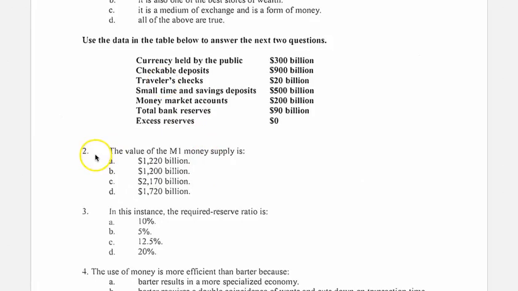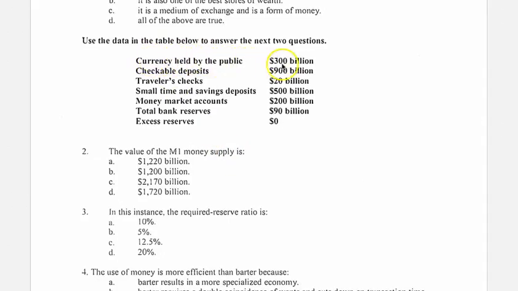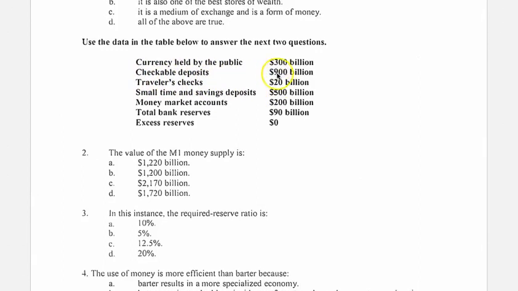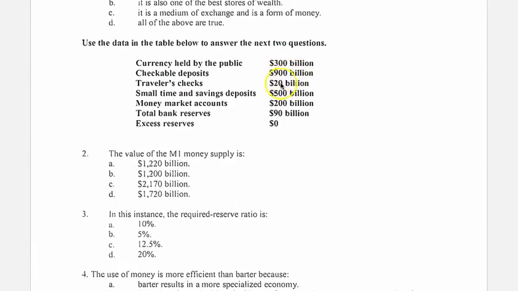this one. So for question number 2, the value of M1 money supply is, we know M1 equals currency in circulation, the $300 billion, plus all the checkable deposits, all the checking account balance, which include the checkable deposit and traveler's check. This is the old definition, because all of these items belong to the checking account balance. So the answer will be 300 plus 900 billion plus 20 billion. So $1,220 billion is the answer.